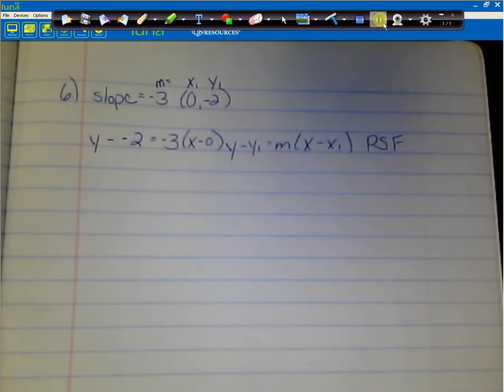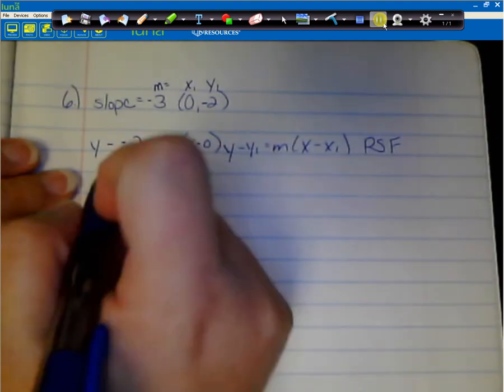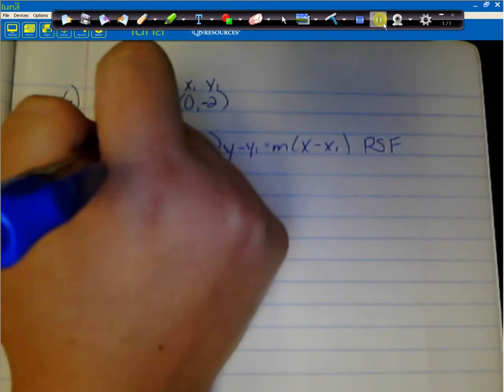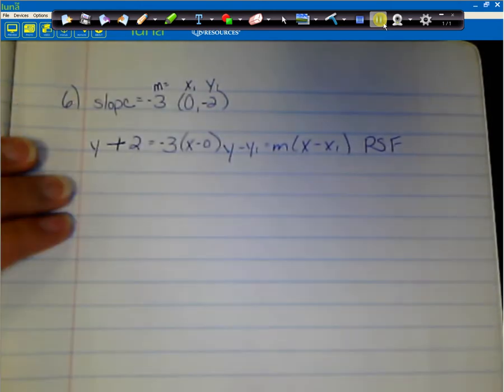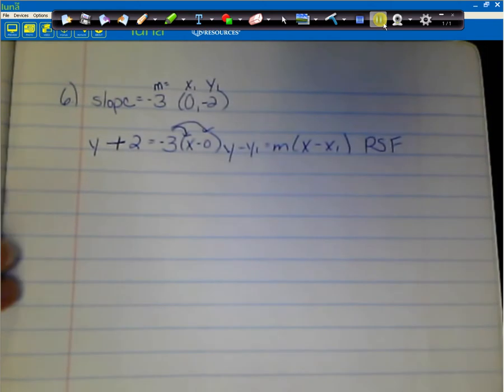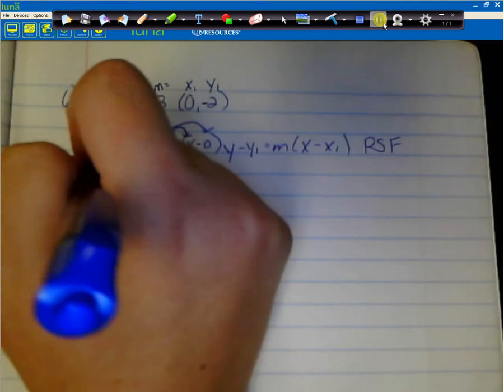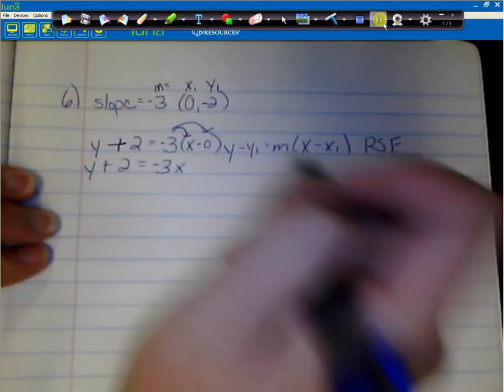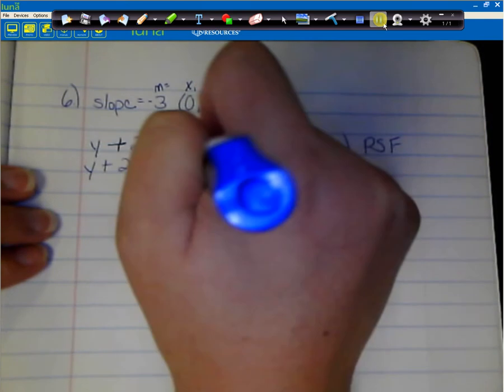Point slope form. Now we're going to change it from point slope to slope intercept. And to do this, these two negatives right here are going to become a positive. So anytime you have negative, negative, it just becomes a positive. So I'm going to go ahead and change that. I also need to distribute this -3. So y plus 2 equals -3x. And if you want to, you can go ahead and say plus 0 on the end.